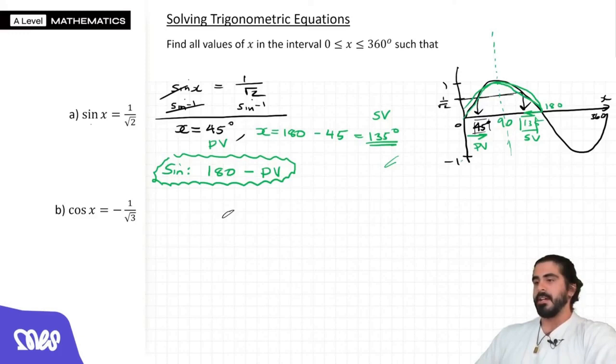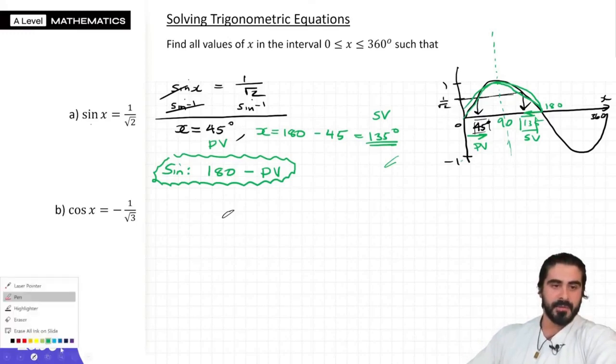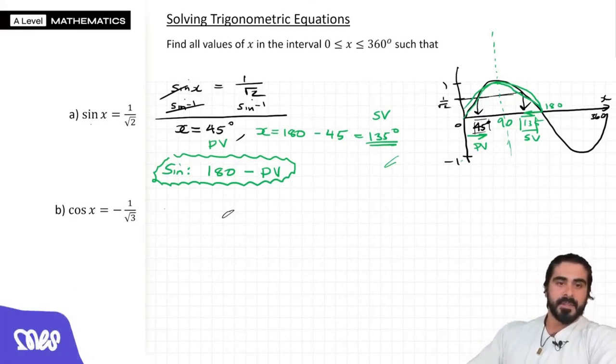Now, for cos, it's not the exact same way to find the secondary value, but let's explore cos a little bit more. Why don't we do it in a different color? So we have cos x is minus 1 over root 3. And again, we want to indicate what we're doing to both sides.